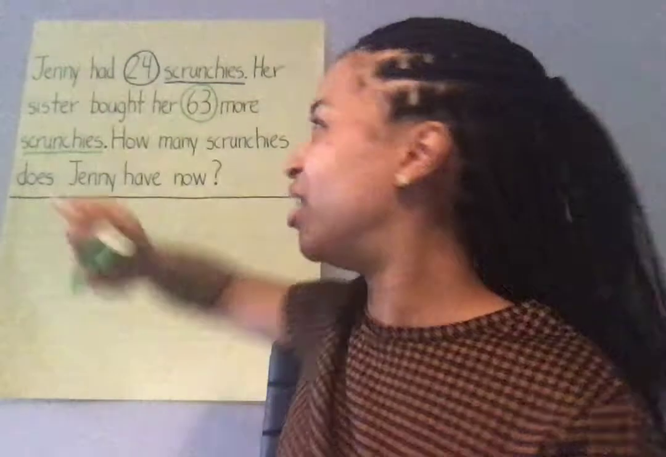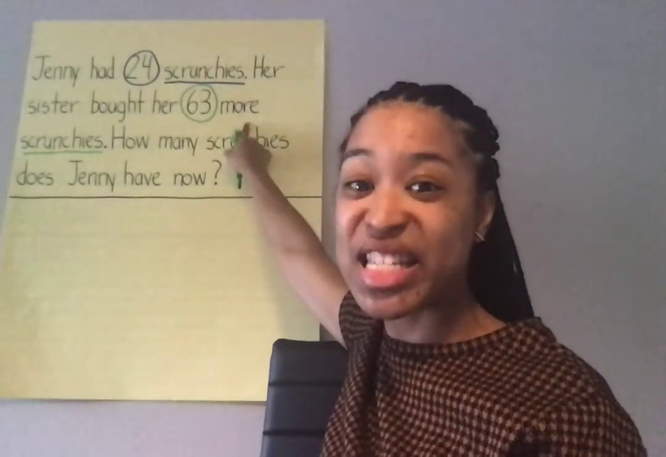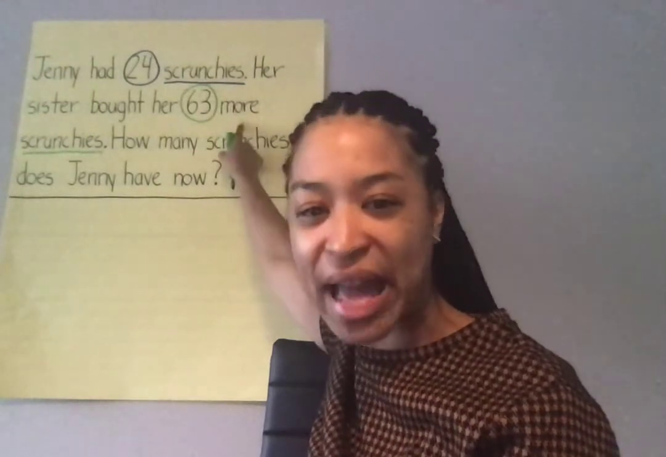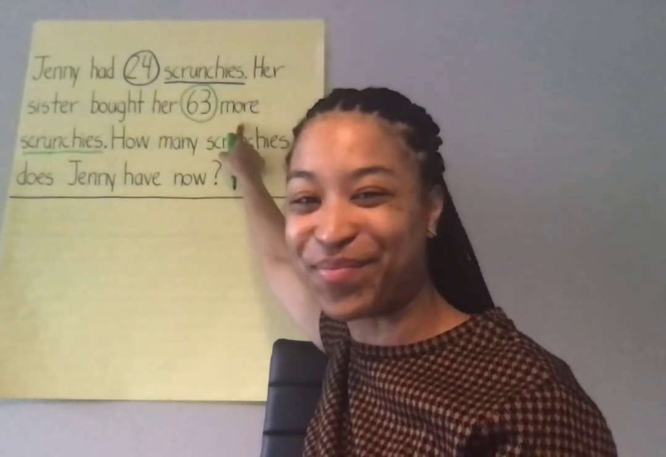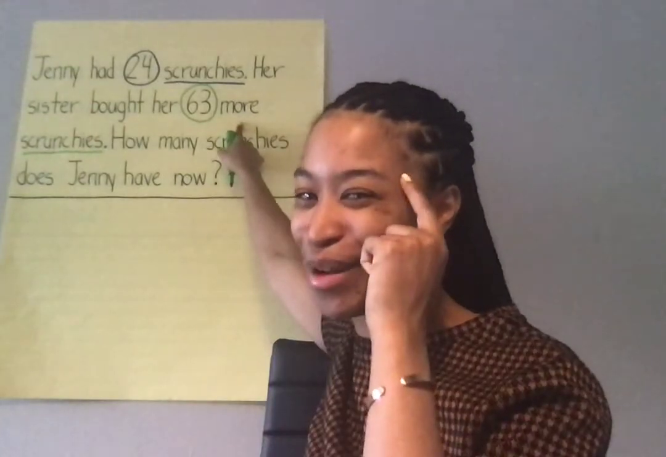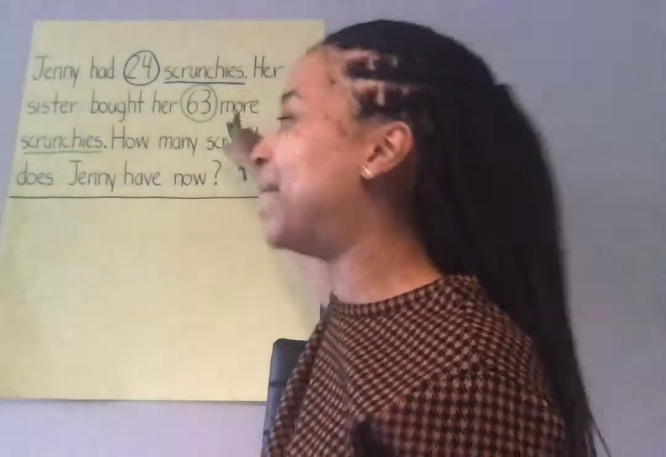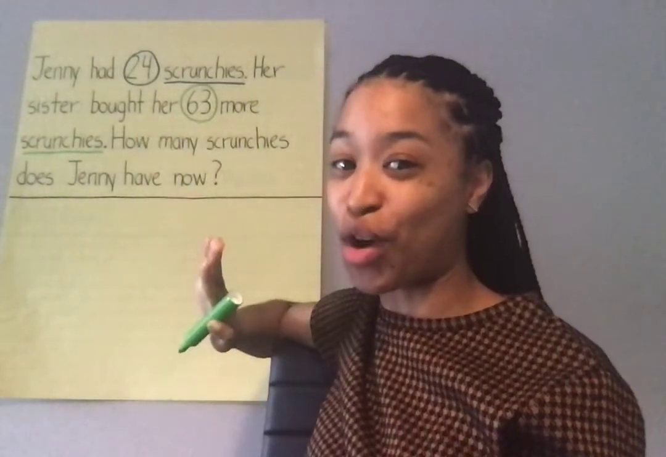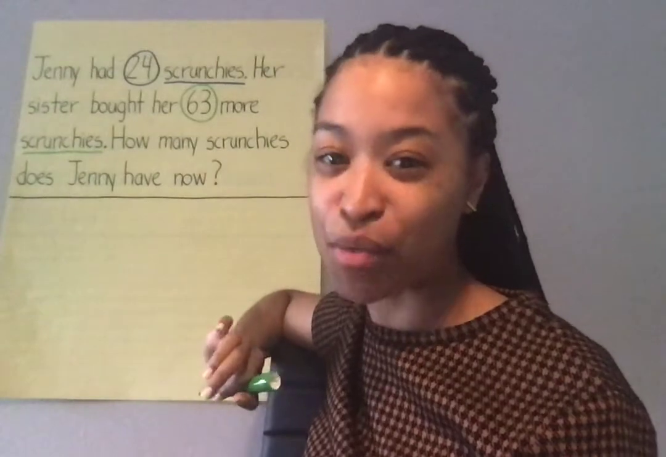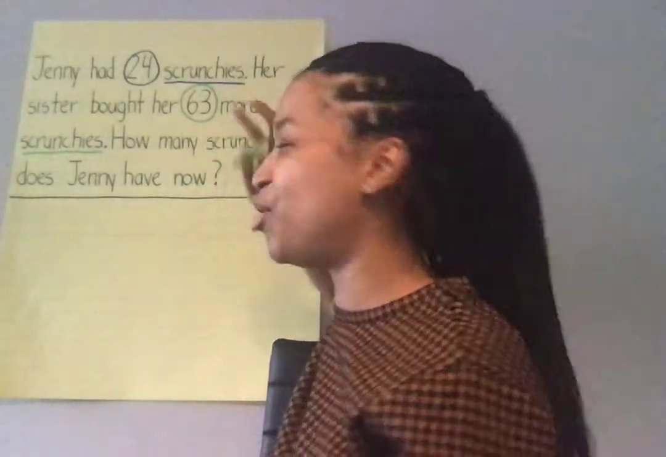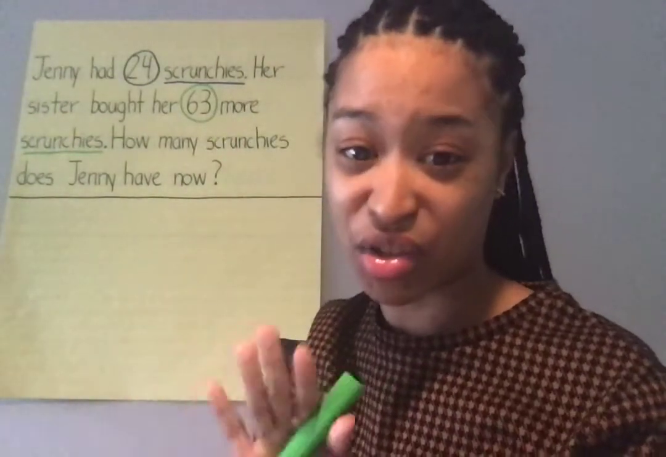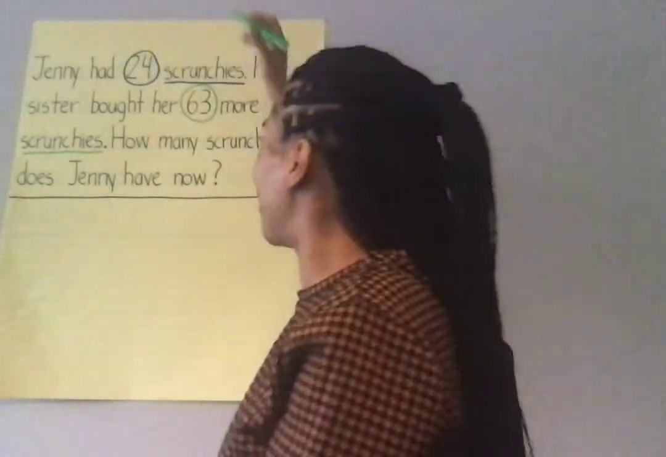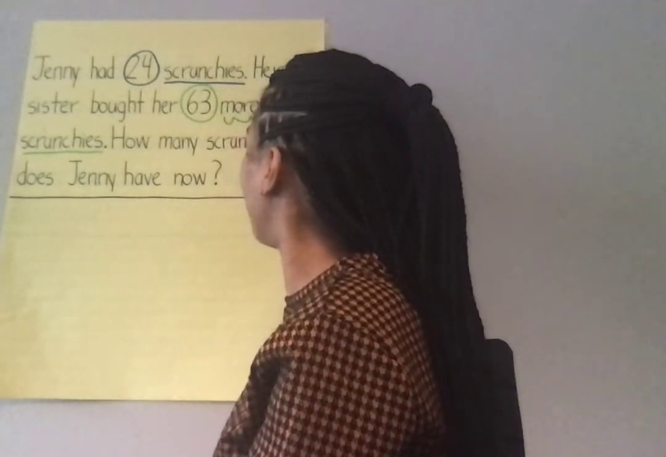Here's the thing though. There's this word more. 63 more. The word more tells me what? Keep it in your brain for when we solve. But I do know that more is a really important word. So I'm going to put a cloud around the word more. You can double underline it as well to make sure that it's really important. But I like to put clouds around my important words. Go ahead and cloud the word more.